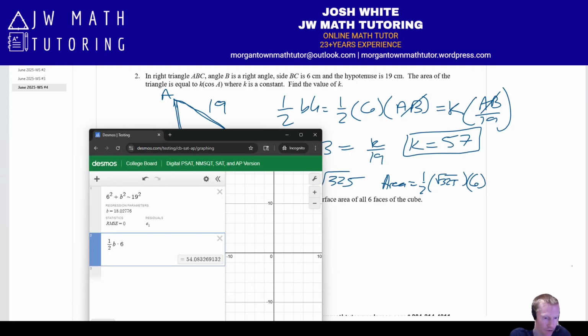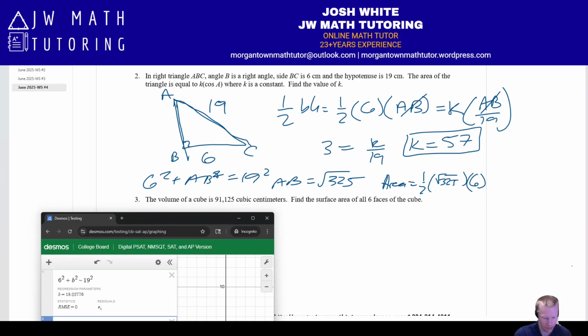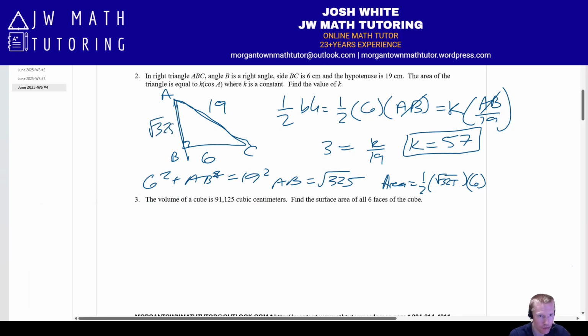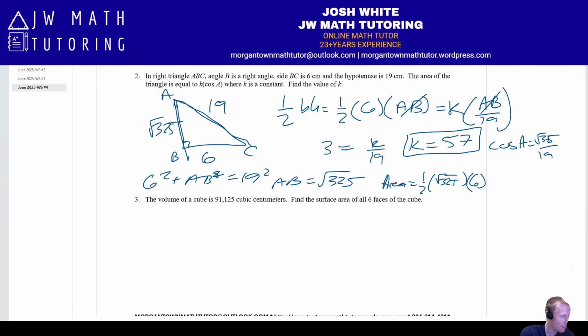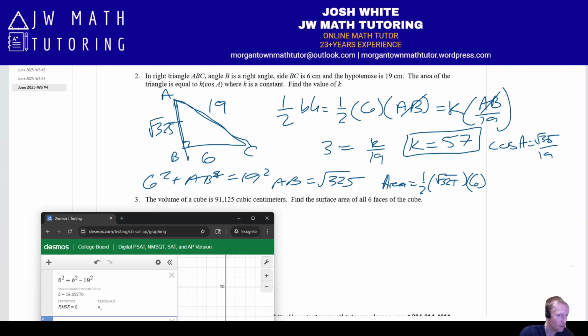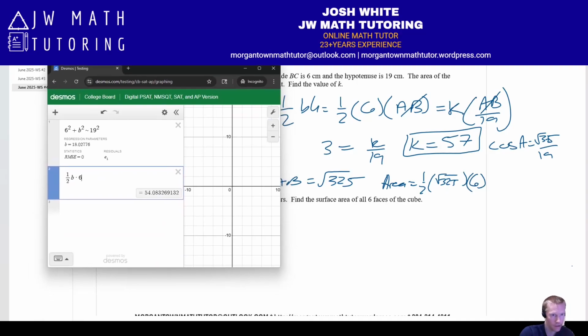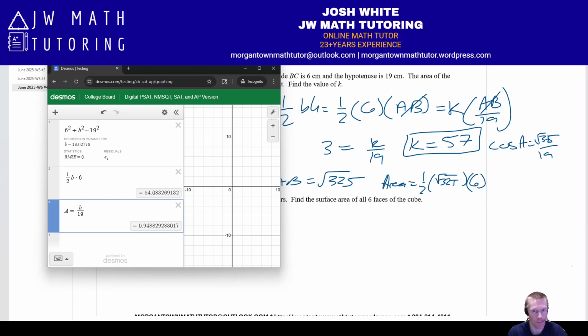Now, the other thing that we're going to do here is basically just calculate the value for cosine of A. So in other words, cosine of A is going to be root 325 over 19. But if we just go back to Desmos, all I can do is just take the decimal value for the root 325, divide that by 19. Okay, so this is equal to cosine of A. So I'll call this capital A.